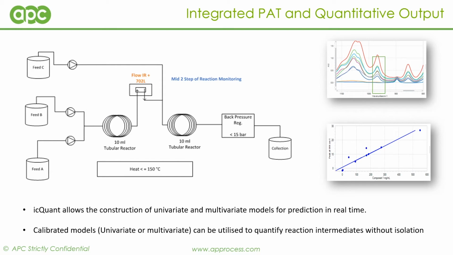In the example presented, we used a jacket temperature of 150 degrees Celsius to access the novel experimental window above the boiling point of the reaction solvent for this particular case study. In this alkylation, we harness PAT, namely FTIR, to monitor a reaction intermediate. Using IC Quant, we were able to build a univariate quant model to identify and quantify a specific reaction intermediate based on peak height.